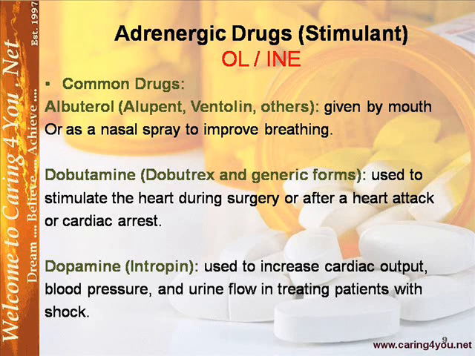Then we have dopamine or Intropin. Okay, this is used to increase cardiac output, blood pressure, and urinary flow in treating patients mostly with shock. But you can give dopamine for other various things. Usually they don't have to be in shock for the NCLEX. You can be taking an IV of Intropin. What would be important for the nurse to follow up?